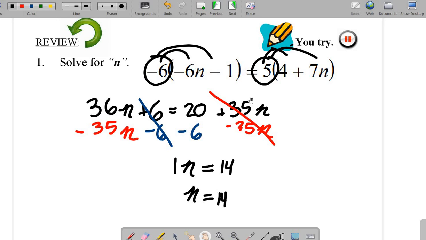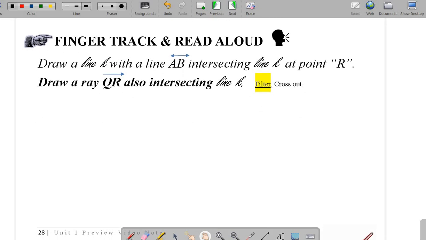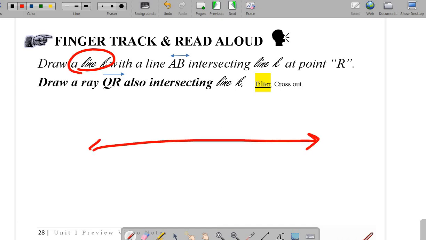14. Taking a look here, again, reading with three body parts 3 times. You should have had a line K, so 2 arrows. Doesn't matter which end the K goes on as long as it's cursive lowercase. Intersecting a line AB, excuse me, so those are capital letters because they are actual points. Doesn't matter which way that tilts.